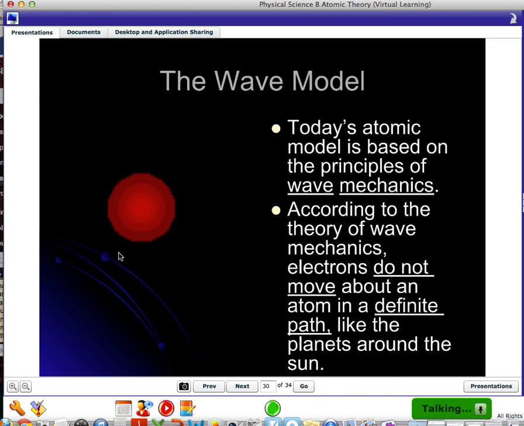Okay, we have built upon that and came up with the electron cloud model, and now we have the wave model. So what we're looking at is the principles of wave mechanics. According to the theory of waves, electrons don't really move about in a definite path like an orbit, but they are generally in what we call the proximity of where we expect them to be. So it's kind of a probability, like 90% of the time it would be in this particular space.